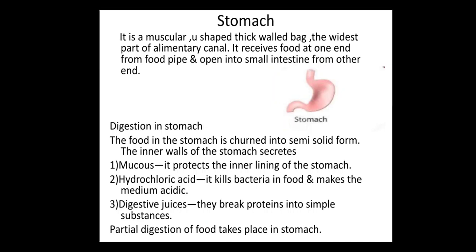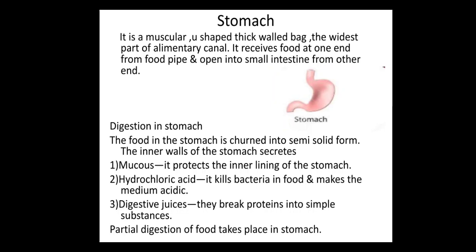It is stomach. It is a muscular U-shaped thick-walled bag, which is the widest part of alimentary canal. It receives food at one end from the food pipe and opens into the small intestine from the other end. Now, understand how the process of digestion takes place in stomach. The stomach churns the food into a semi-solid form. The inner walls of the stomach secrete mucus, hydrochloric acid, and digestive juices.